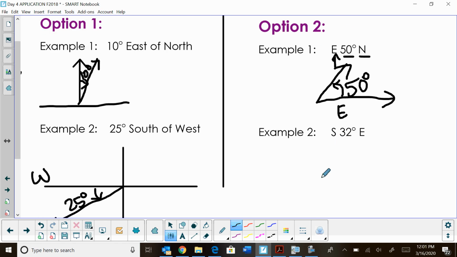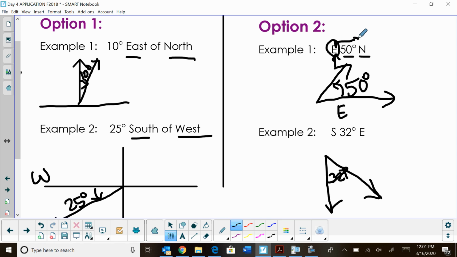Okay, and the second one, your main direction is south, and you're going 32 degrees east of south. So from south, you would go 32 degrees east. So just a couple different ways you can write the directions. So this one to me is a little more straightforward. You're going east of the north direction or south of the west direction. This one, this is your main direction, and then you're going north of it. And then again, this is your main direction south, and you're going east of south.